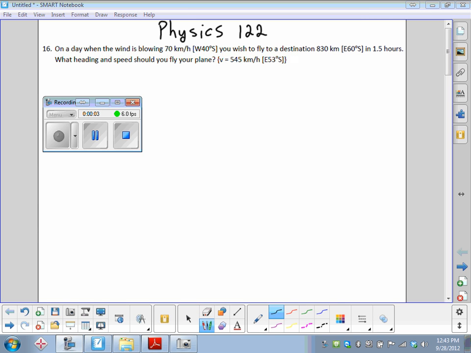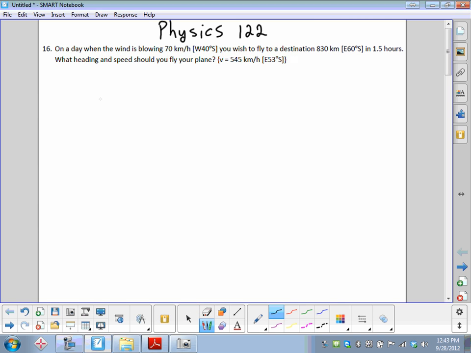And we'll do one more question here from your application of vectors worksheet. This is question 16, obviously. On a day when the wind is blowing 70 kilometers an hour, west 40 degrees south, you wish to fly to a destination 830 kilometers east 60 degrees south in 1.5 hours. What heading and speed should you fly your plane?